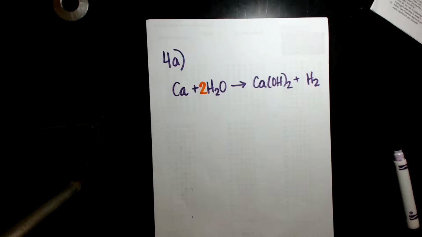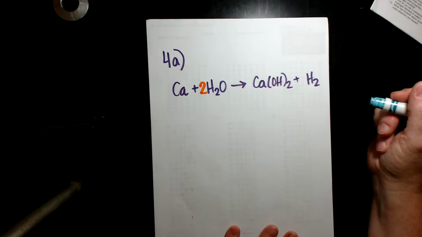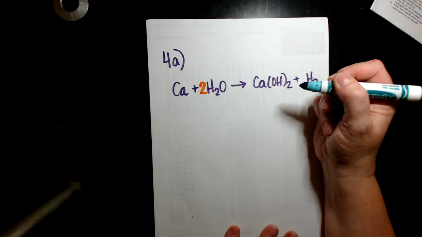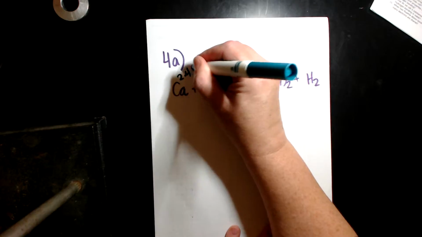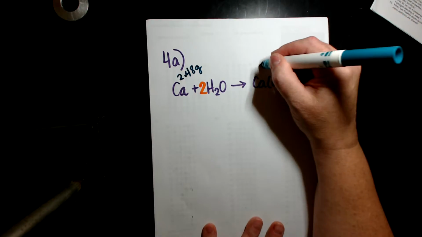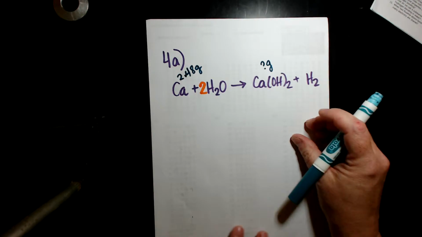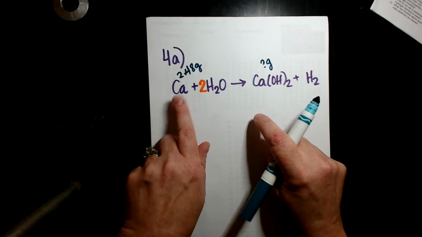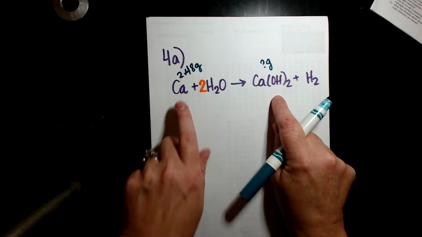All right. So then the question asks, if 2.48 grams of calcium react, how many grams of calcium hydroxide will be produced? So again, it says if 2.48 grams of calcium react, then how many grams of calcium hydroxide will it create? So I'm going from one compound to a completely different compound, and you really need to use your molar roadmap.